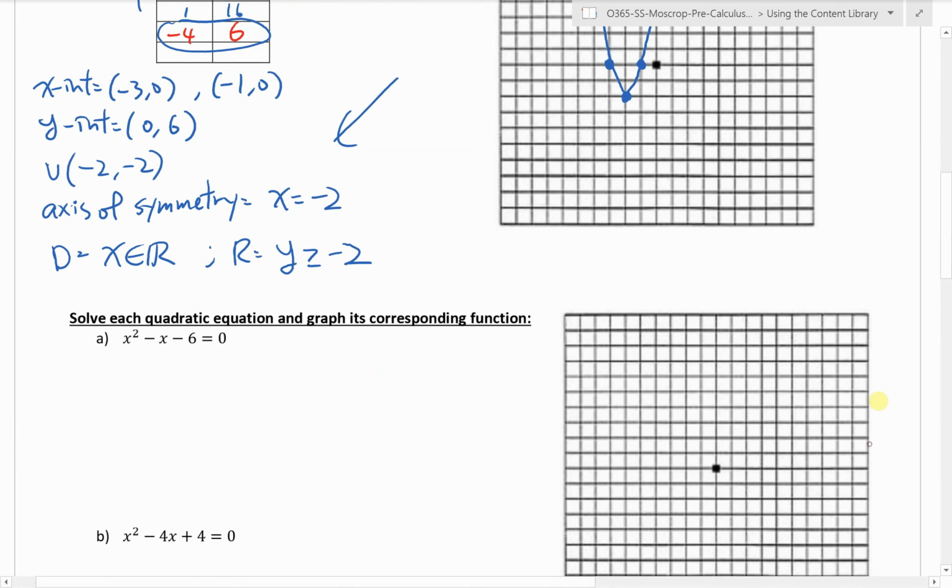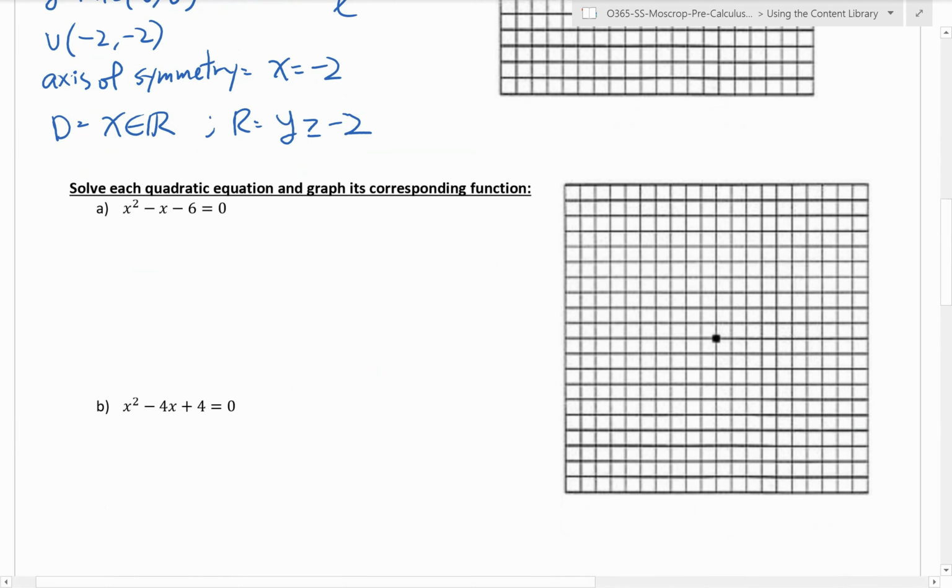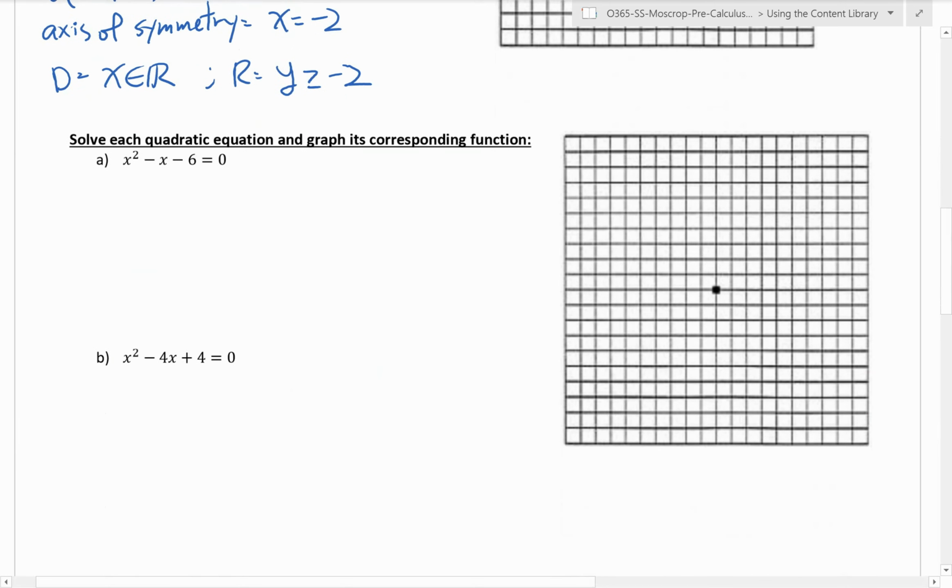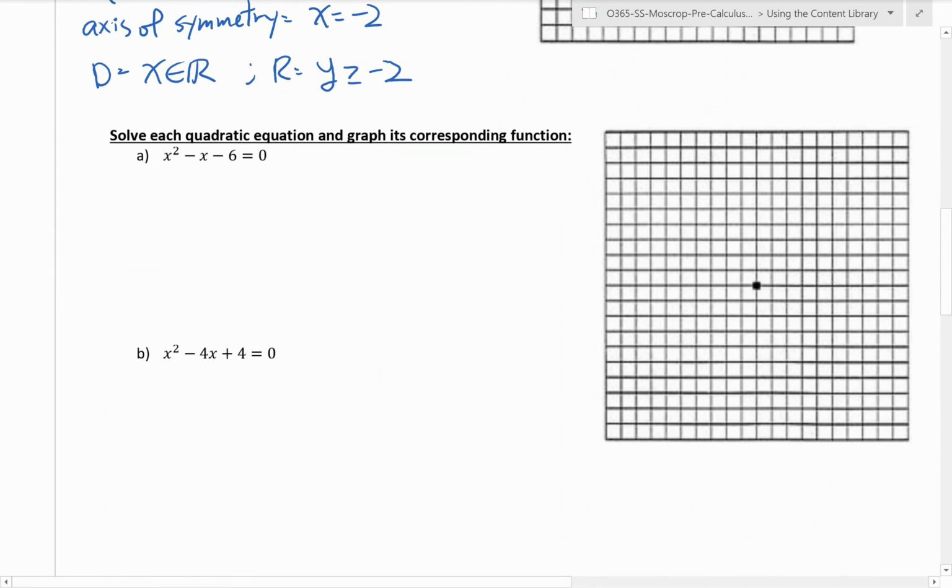We are going to take this one step further, and we're going to solve the quadratic equation right here, and we are going to graph its corresponding function. I think you might have guessed it. The corresponding function would be f of x is equal to x squared minus x minus 6. This is the corresponding function. Now once we have this, we can then make a table of values.